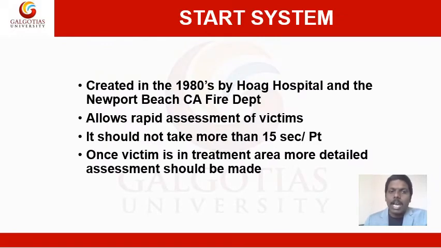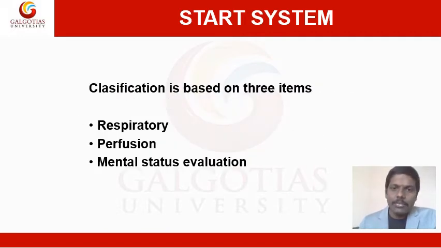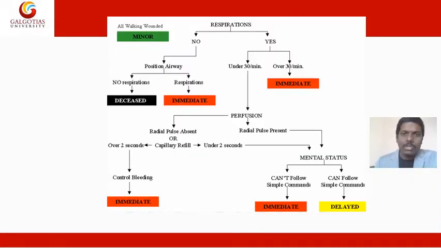The START system was created in the 1980s by Hoag Hospital and the Newport Beach, CA Fire Department. It allows a rapid assessment of victims, which should take no more than 60 seconds. Once the victim is treated, a more detailed assessment should be made. The classification is based upon three items: respiratory triage, perfusion triage and mental status evaluation. These are the overall classification of the triage.